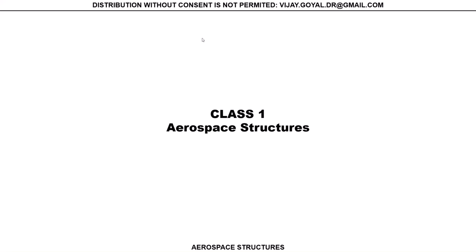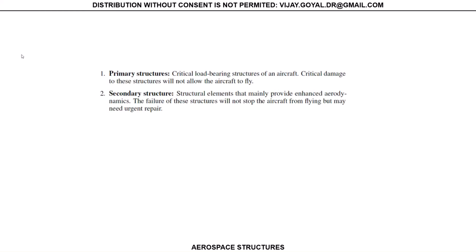In this class, we will talk about aerospace structures itself. So aerospace structures in general, when we design them, we have a primary load path and a secondary load path. A primary load path is one that is going to be responsible to carry most of the load. A secondary load path is one that may not necessarily carry the major load.